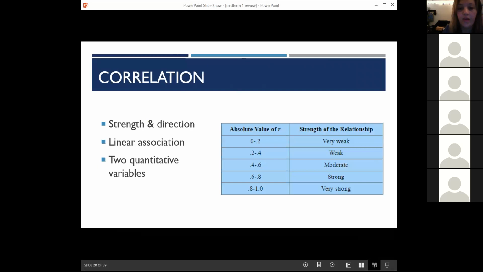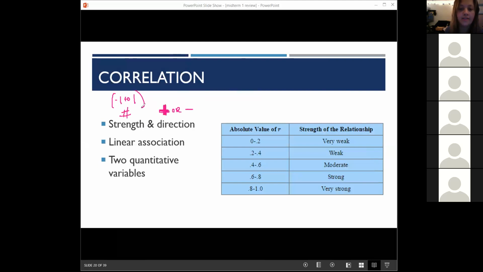Okay, another example here, we have correlation. This is when we have two quantitative variables. We're talking about the strength and direction, so there are two different parts to correlation. Our strength is represented by the number, and this number is always between -1 and 1. And then our direction is either positive or negative. This is positive, not a T.